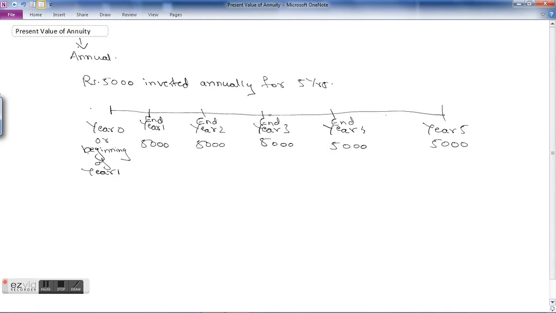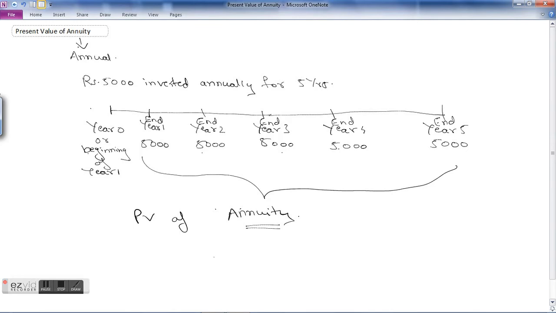So this 5,000 is the same amount that has been invested at the end of each year. This is known as an annuity. Now we are going to find the present value of an annuity. This is not a single cash flow. At the end of every year some amount is invested, and that amount needs to be the same throughout. So this is known as an annuity. Now let's understand how to find the present value of an annuity.